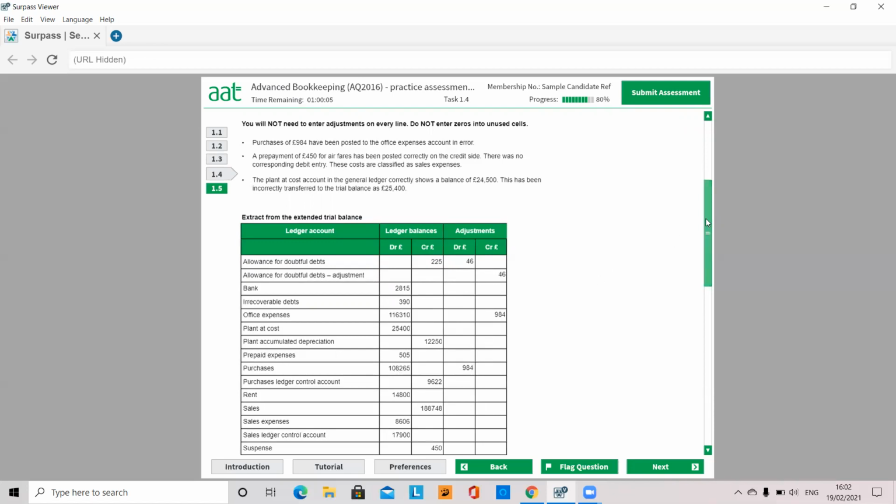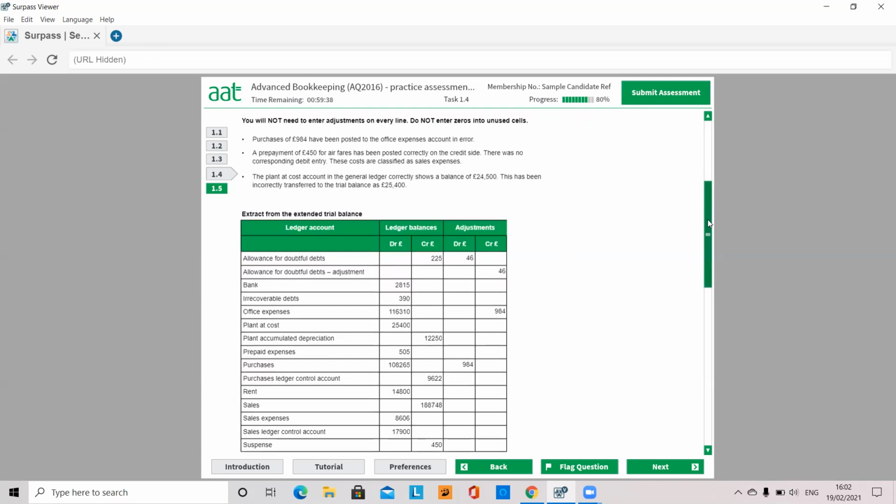The next thing it says is a prepayment of £450 for airfares has been correctly posted to the credit side. So they've done the credit side of the entry, so far as actual expense is concerned, but they've not done the debit side, which was the prepayment. So that 450 is where we need to make the adjustment. So it's a prepaid expense. We've not done the debit side. We've only done the credit side.